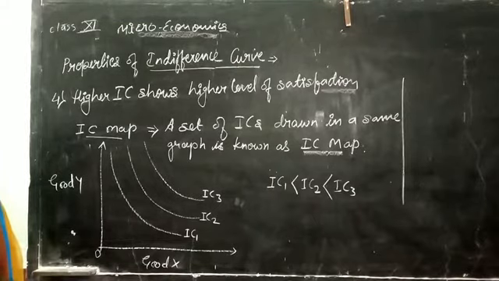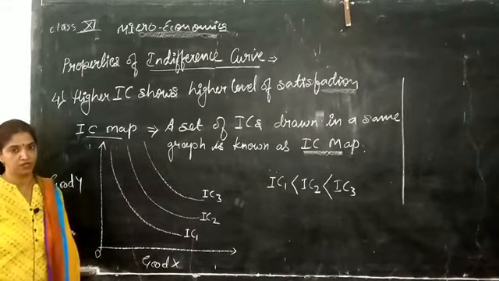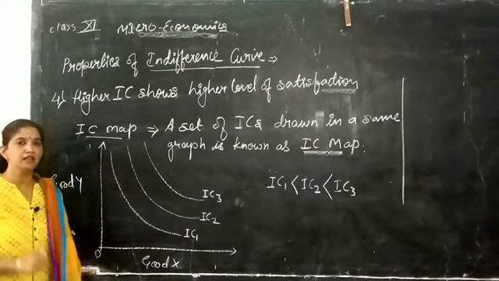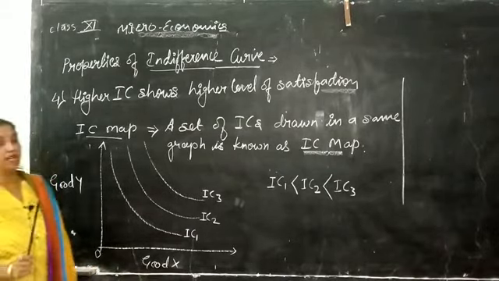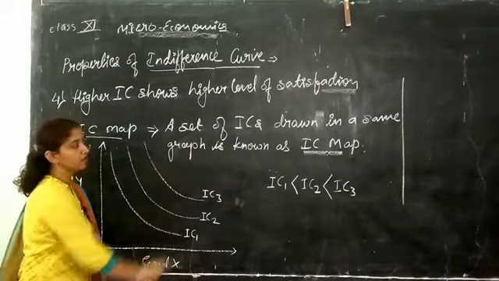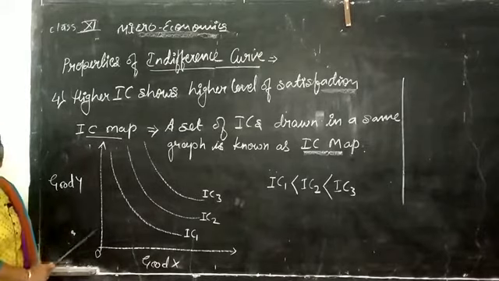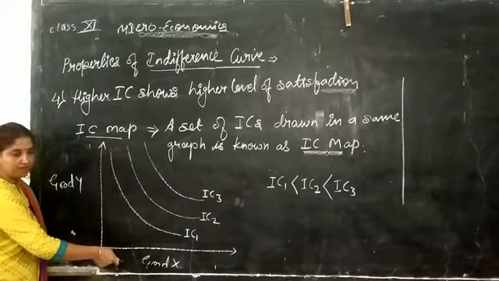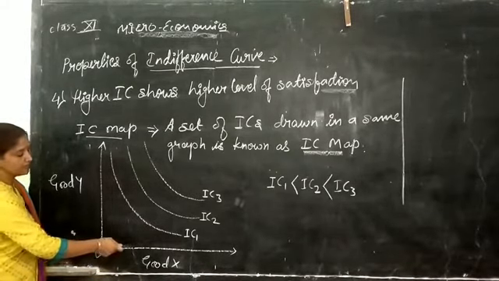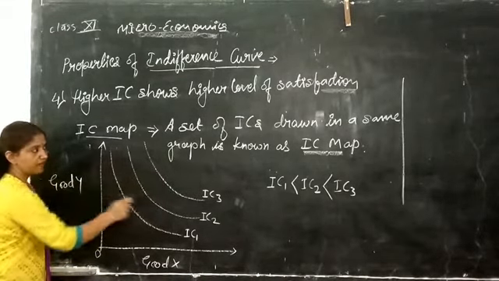Indifference curve is a curve which is showing all those combinations which are giving the same level of satisfaction from the consumption of two types of commodities. And IC map is that graphical presentation which contains more than one indifference curve. It means we can say a set of indifference curves drawn in the same graph is known as an indifference map. Just like here, on the y-axis we have taken commodity Y, on the x-axis we have taken consumption of commodity X. This one is IC1, this is IC2, this is IC3. There may be more and more curves in an indifference map.